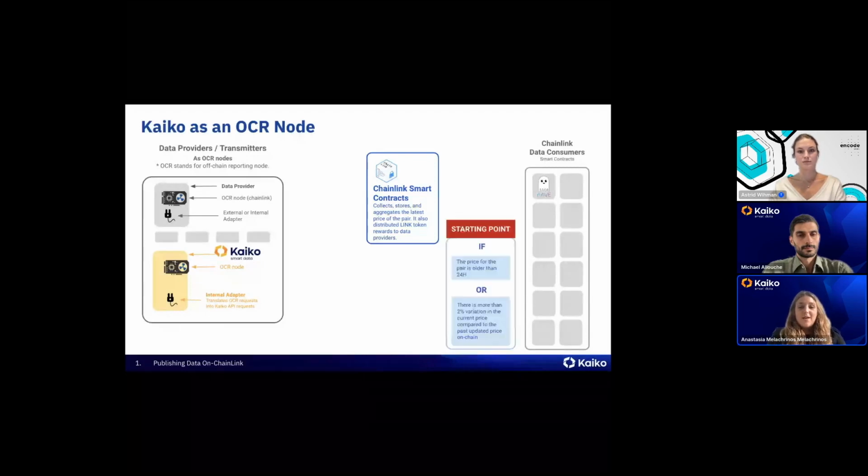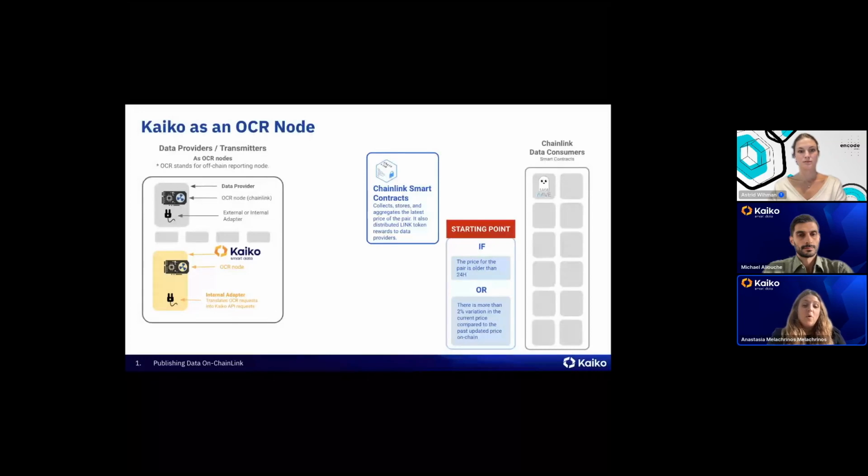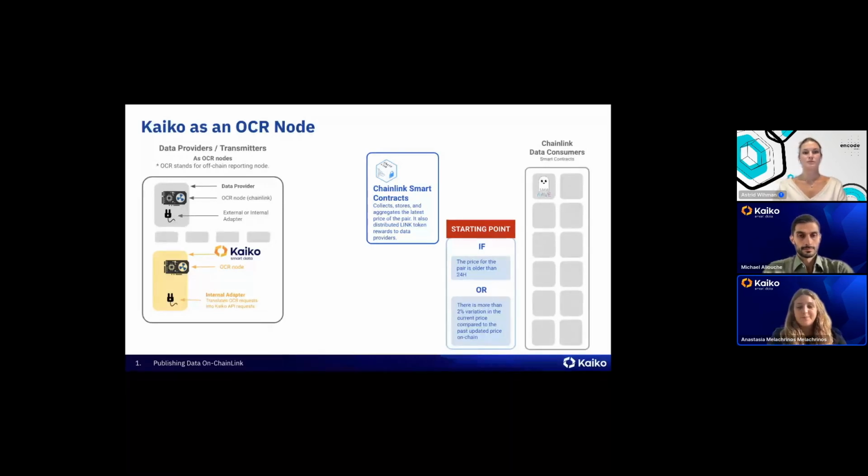Everything begins when Chainlink actually asks for data. By default, the data is requested every 24 hours, or every time the price of a given pair moves by more than X%. Most of the time, I think, it is more or less a 2% variation of the price of a given pair. And this is only for one pair, whatever this pair is.